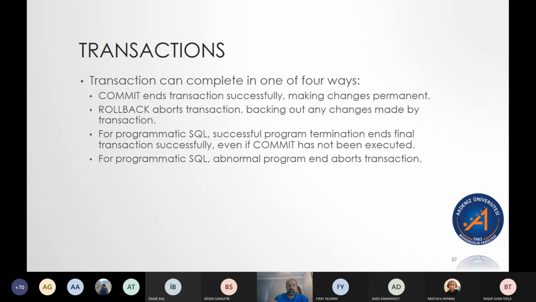So again, a commit ends the transaction and makes the change to the database. A rollback gets rid of whatever transactions have happened since the last commit, and we get rid of all the changes made by that transaction.